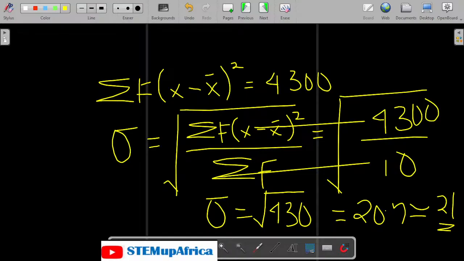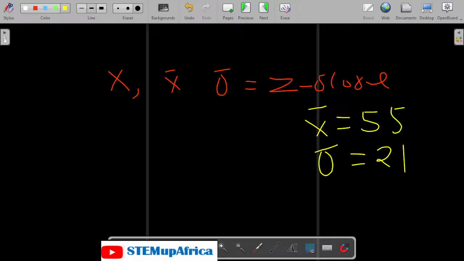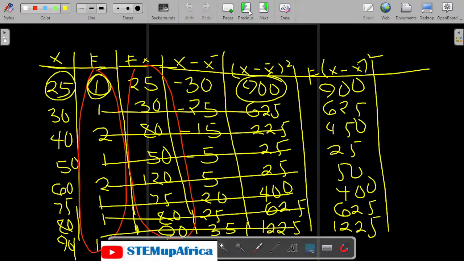So now that we have gotten the mean, we got the mean earlier. Our mean, so our x bar that time is 55. Our standard deviation now is 21. So now that I've gotten these two values, you can now find your Z score. With these two values now, you can now determine your Z score. Starting with the first number. Who is the first number there? Is 25. So let's look for our Z score.